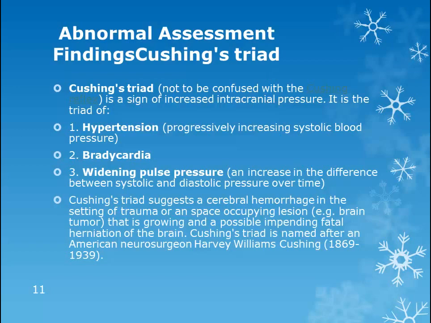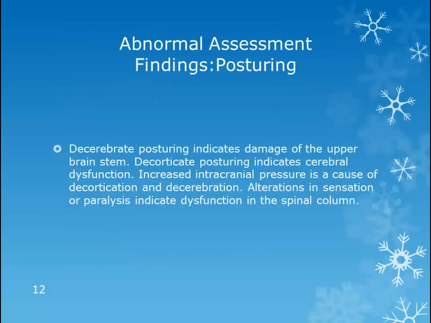This, again, is an abnormality in the neurological patient. Other abnormal assessment findings include posturing. Decerebrate posturing indicates damage of the upper brainstem. Decorticate posturing indicates cerebral dysfunction. Increased intracranial pressure is a cause of decortication and decerebration. Alterations in sensation or paralysis indicate dysfunction in the spinal column. Look at your previous lectures, such as neurological assessment, for pictures of decerebrate and decorticate posturing.